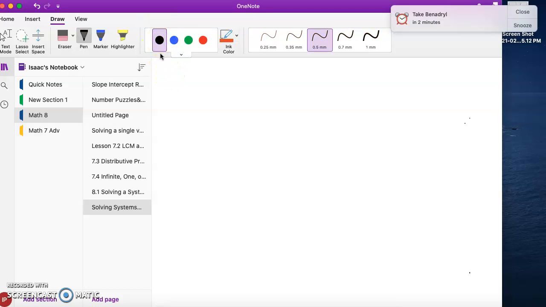Alright, so let's say instead we've got y equals 5x and y equals 4x plus 1.